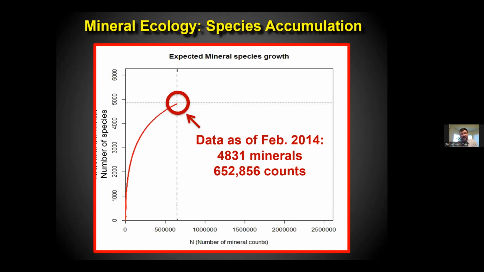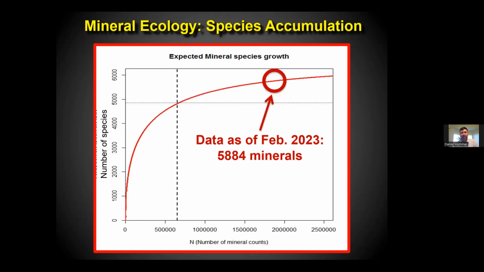If we look at this process even just 9 or 10 years ago, we knew of only 4,800 mineral species, okay, and now we're up to about 6,000. So that's where the data were when we did download it at this particular time in February of 2014. But now we have even more species. But of course, those new discoveries taper off as we move into the future.